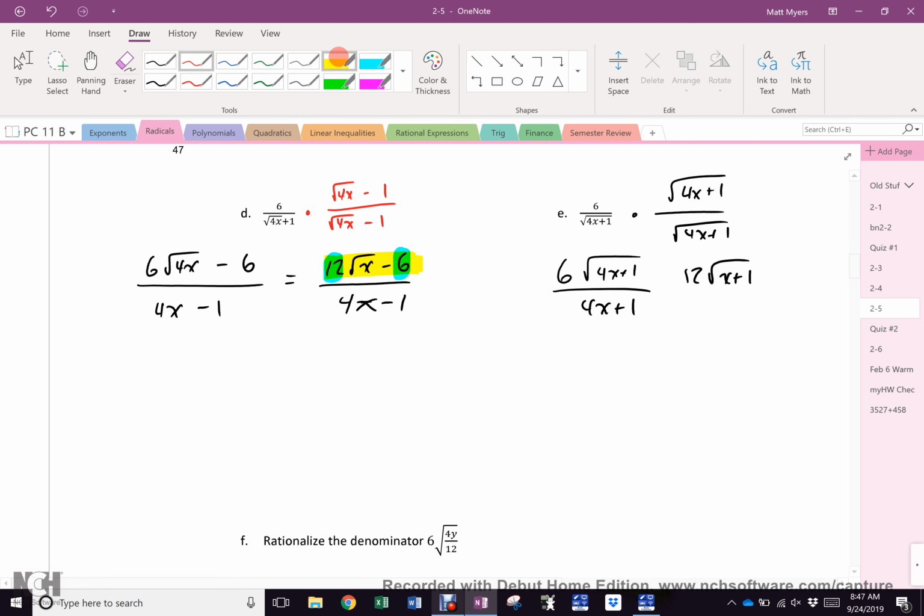What is this really? Is this the root of x plus the root of 1? Is it? So what's the root of 1? So what's this?